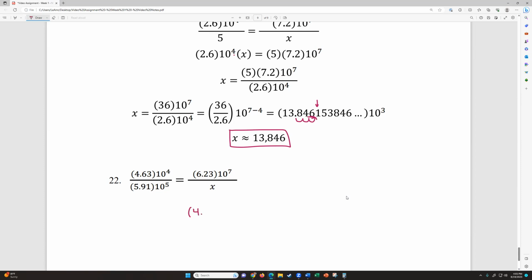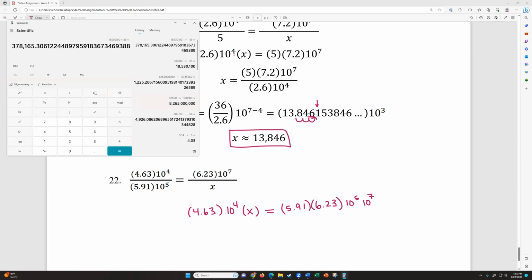So this is 4.63 times 10 to the 4th times x, because that's our diagonal, equals, I'm going to have 5.91. I'm going to go ahead and put all the numbers up front together, 6.23, because with multiplication, 3 times 4 times 5, you can do 4 times 3 times 5. It should still equal the same. We are multiplying everything in this diagonal together. And then I'm going to put my 10s next to each other, 10 to the 5th and 10 to the 7th.